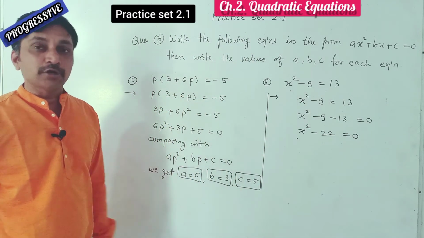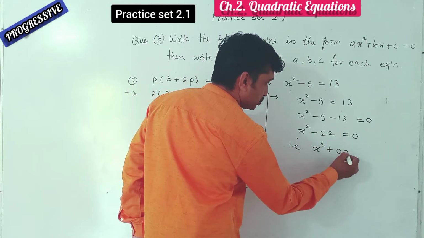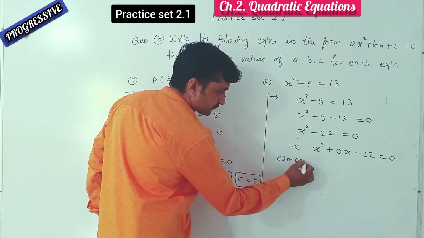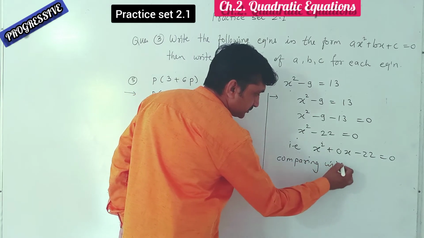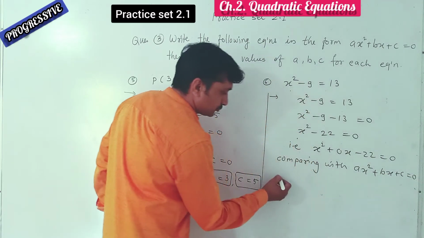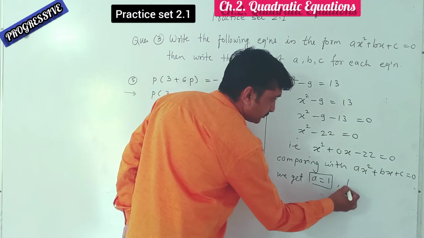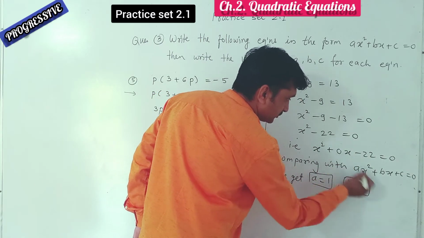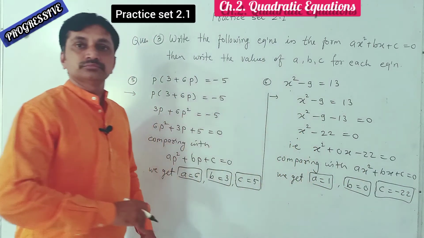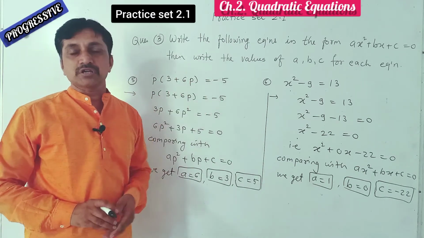Okay, but it is not in standard form, the middle term is missing, therefore we can write here x square plus 0x minus 22 is equal to 0. Now comparing with standard form, ax square plus bx plus c is equal to 0, we get the ABC values. a is equal to 1, b is equal to 0 here in the middle, and c is equal to minus 22. Okay, in this way we can find ABC values by comparing with standard form.